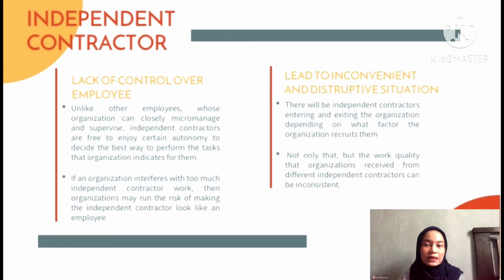Another limitation is that independent contractors lead to an inconvenient and disruptive situation. There will be independent contractors entering and exiting the organization depending on what factor the organization recruits them for. For relatively short-term projects, many employers only use independent contractors when needed. This means that those workers will keep coming and going continuously. This will lead to an inconvenient and disruptive situation. Not only that, the work quality the organization receives from different independent contractors also can be inconsistent.